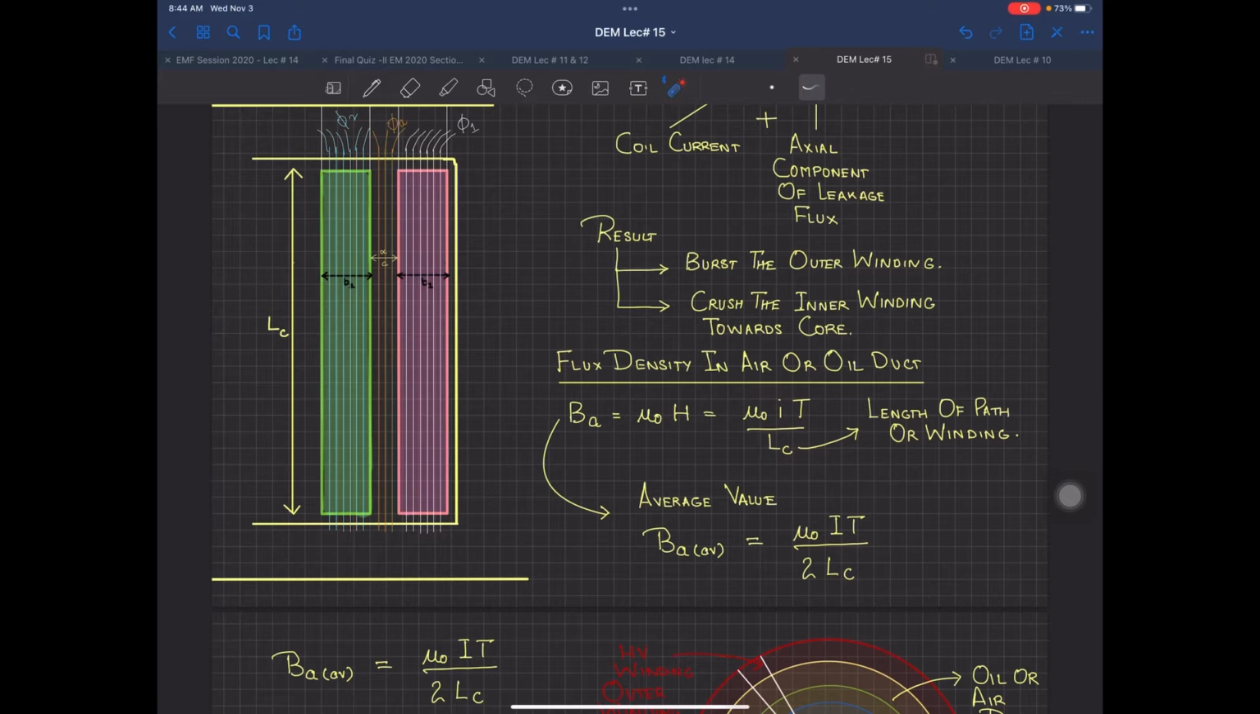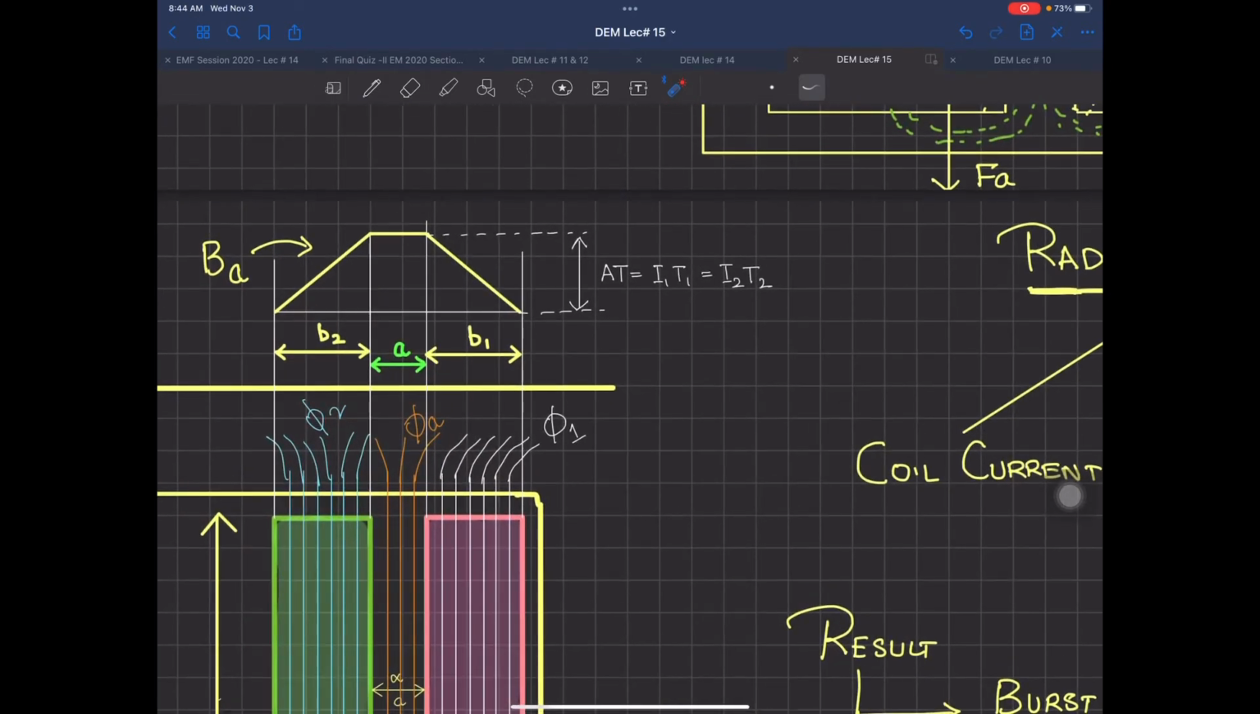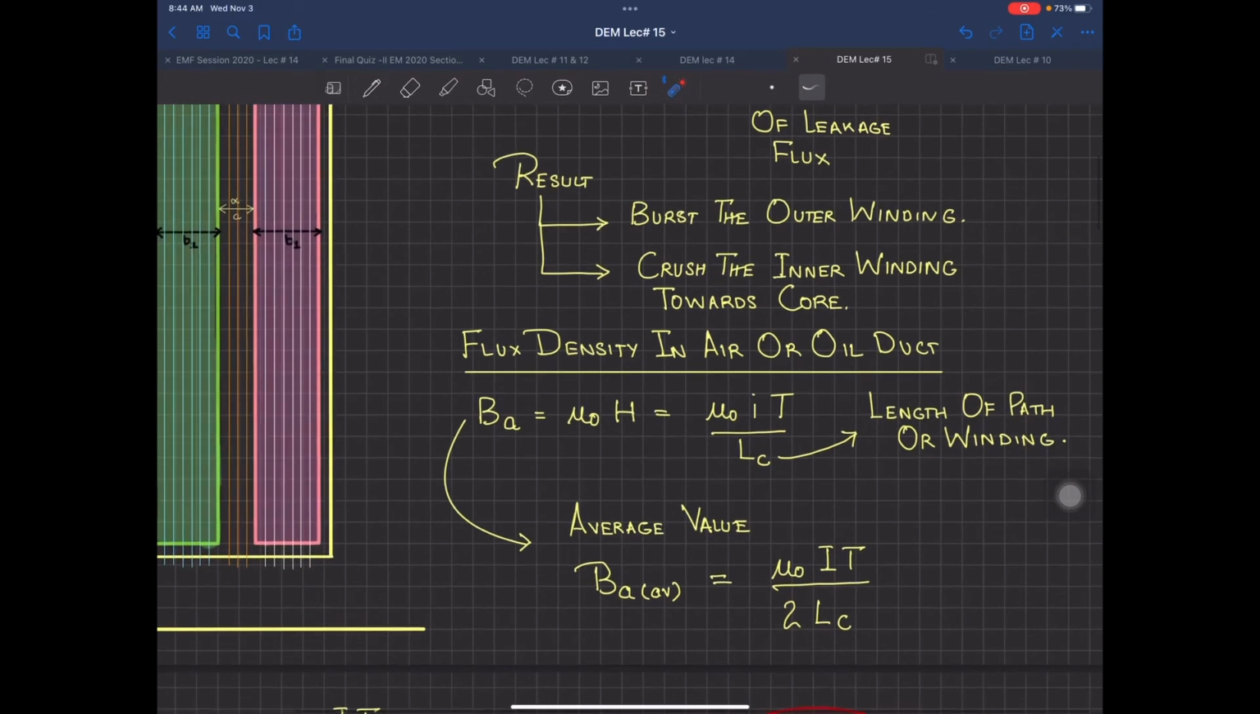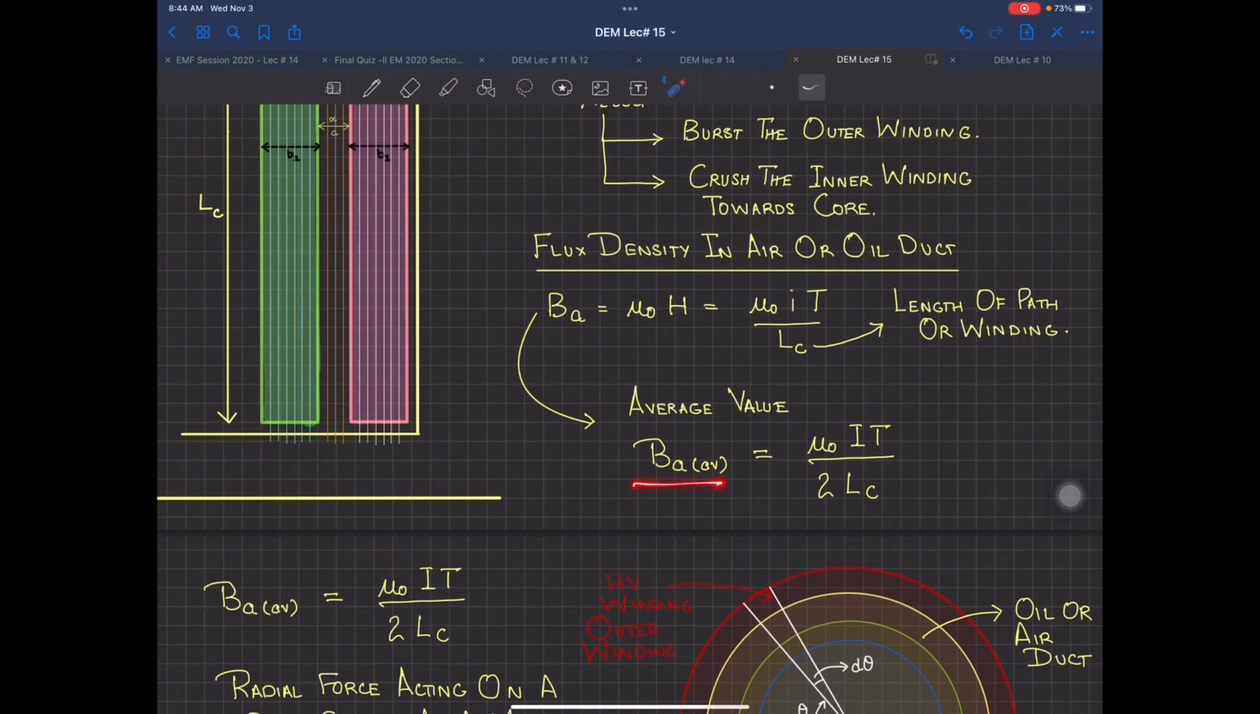And if I want to find out the average value of this B, this average value will be something here, and it will be half of the maximum value which you are getting. So over here, this B average will be equal to mu naught NI divided by 2 LC. I have now got the B value.